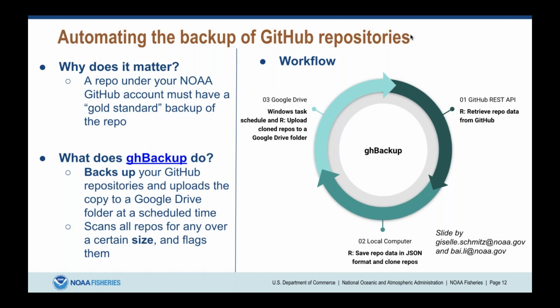To do so, Giselle and I started developing the GH backup package. If you provide your GitHub token number, the existing R functions can retrieve repo data in your organization from the GitHub REST API, the application programming interface, and it clones all the repos from your organization. And then it compresses and uploads the copies to a Google Drive folder using the Google Drive package. We also use the Windows task scheduler to do the work at a scheduled time.